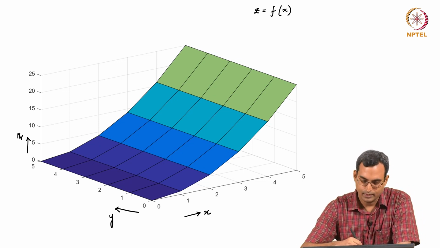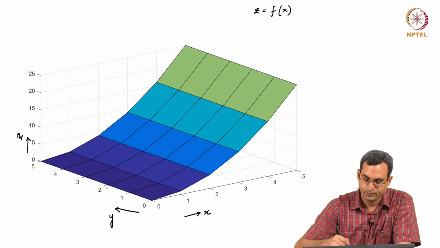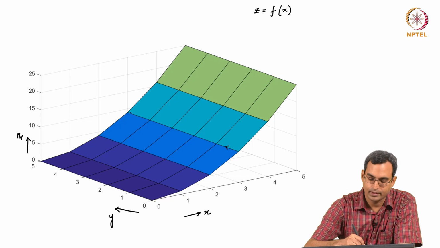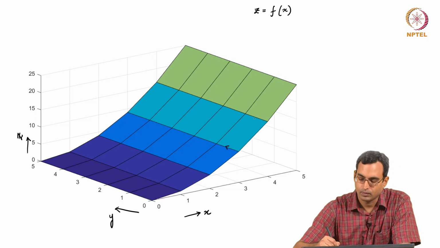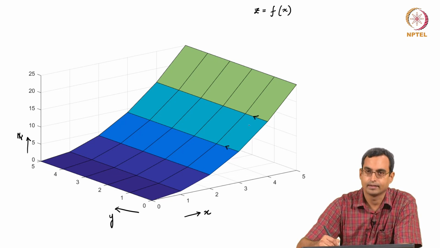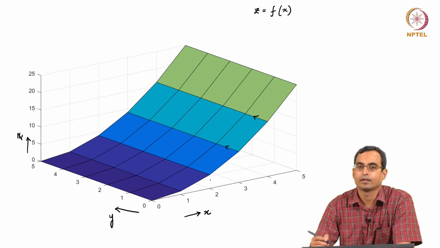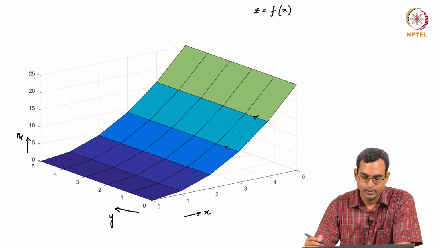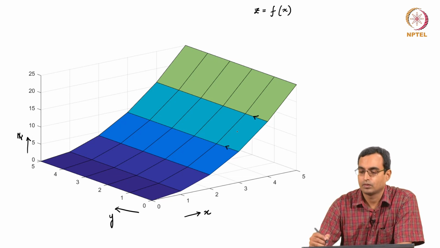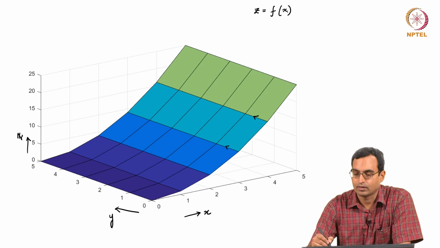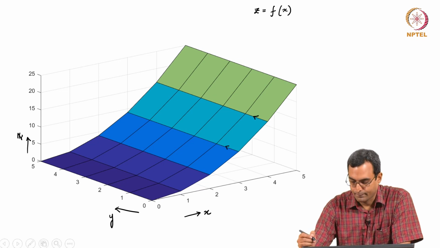But if I go along the y direction, for example, if I go here, the value of z is not changing. For any given value of x, if I go along the y direction, in this particular graph, the value of z does not change. So, z is not a function of y, but z is a function only of x. So, here again it is a function of only one variable, which is x.